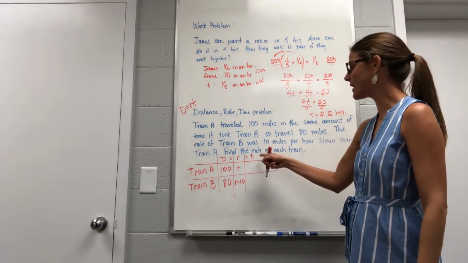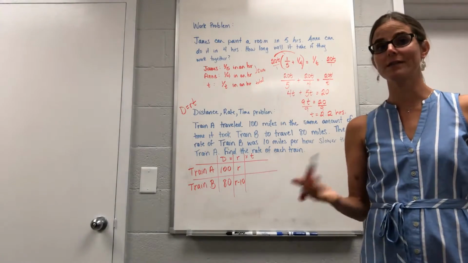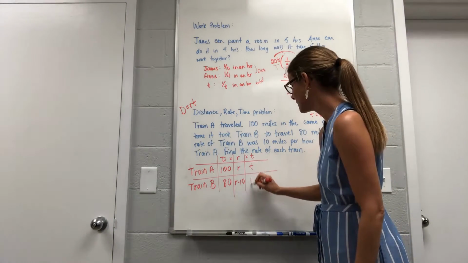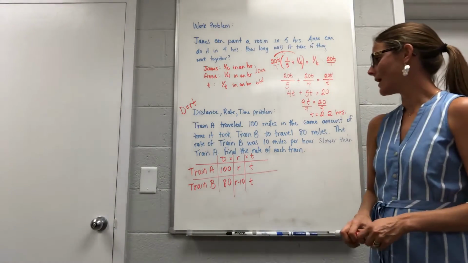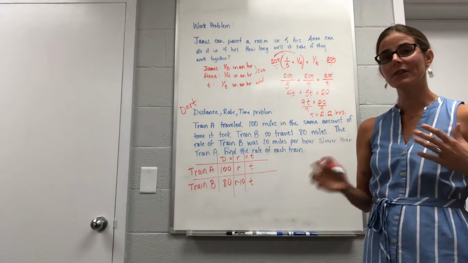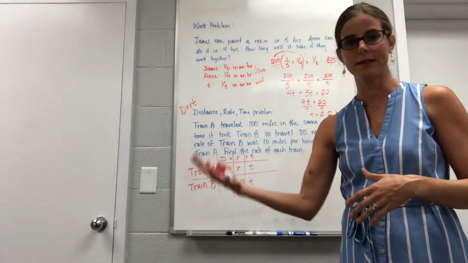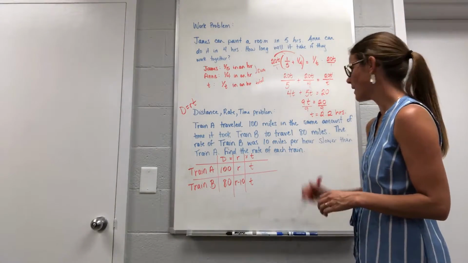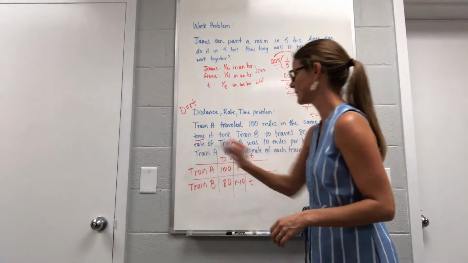And then T, the time, I don't know the time, but I do know that it's the same time for both. So I'm just going to write that as T and T. And if they were different times, then I could not do that. I'd have to have like T1 and T2. But because they are the same time, I can use the same variable. And I know that because of the problem.